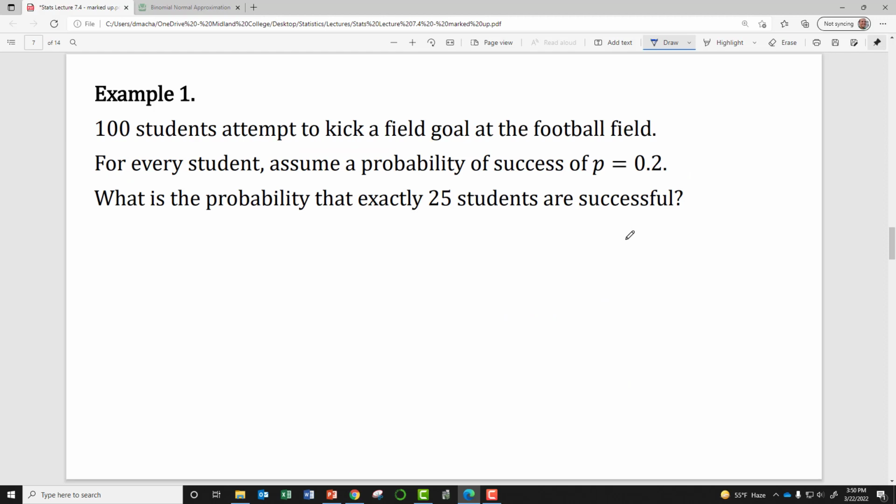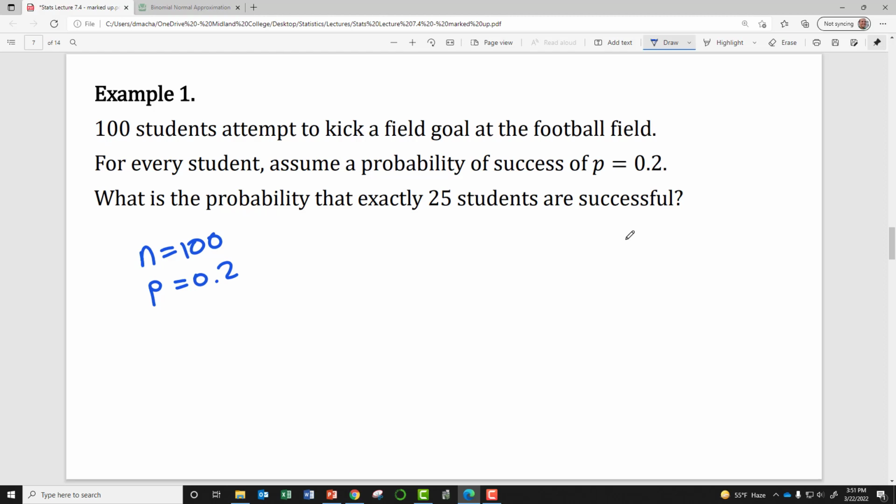So in example 1, this says 100 students attempt to kick a field goal at the football field. For every student, we're going to assume a probability of success of 0.2. So I have n is equal to 100, p is 0.2. We're asked the question, what is the probability that exactly 25 students are successful?